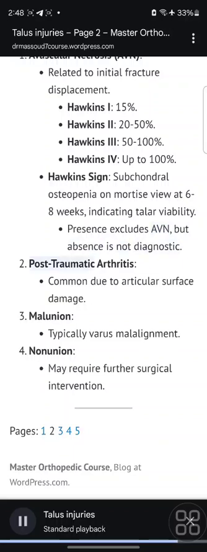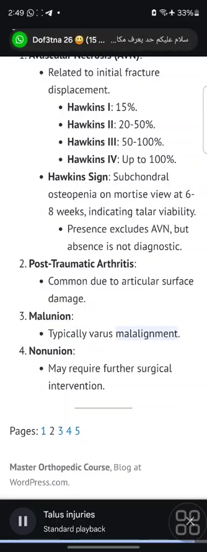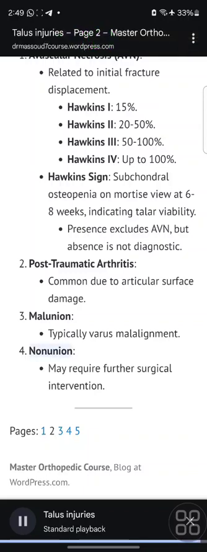2. Post-traumatic arthritis. Common due to articular surface damage. 3. Malunion. Typically varus malalignment. And 4. Non-union. May require further surgical intervention.